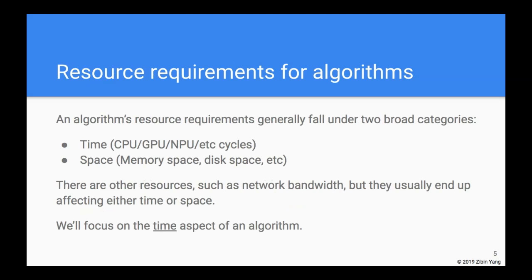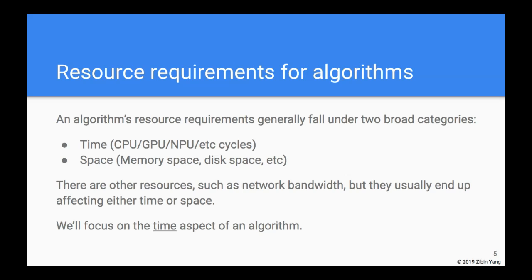Now, when we talk about an algorithm's resources, they generally fall into two very broad categories. One is that an algorithm needs time, right? And this time is usually expressed in terms of CPU cycles. It used to be just CPU cycles. Nowadays, there are GPUs, the graphics processing units that can do a lot of calculations in parallel. And in the last few years, there are these neural processing units. So all of these processors take time to compute results.